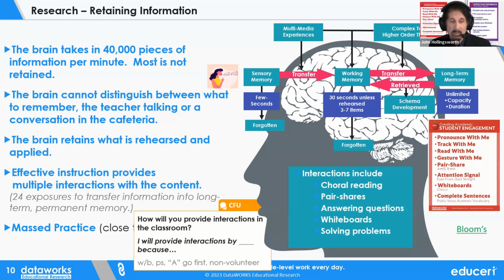Okay, in the classroom, I would say turn to your partner. I said, let's have the A's go first this time. We don't have partners, but we can just pretend we've got our partners. Let's see our whiteboards, up, up, up. Everybody up. All right, I think I'm going to call on Derek, and don't forget your sentence frame. I will provide interactions by, and then tell me why. I'll provide interactions by pair shares because the brain retains what is rehearsed and applied.